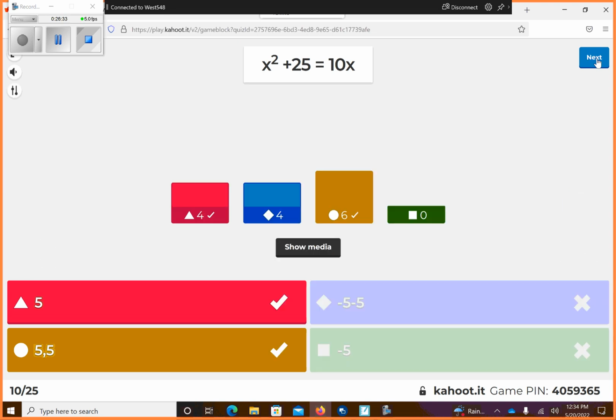Wait, did you say left? Wait, what? You said it was negative 5.